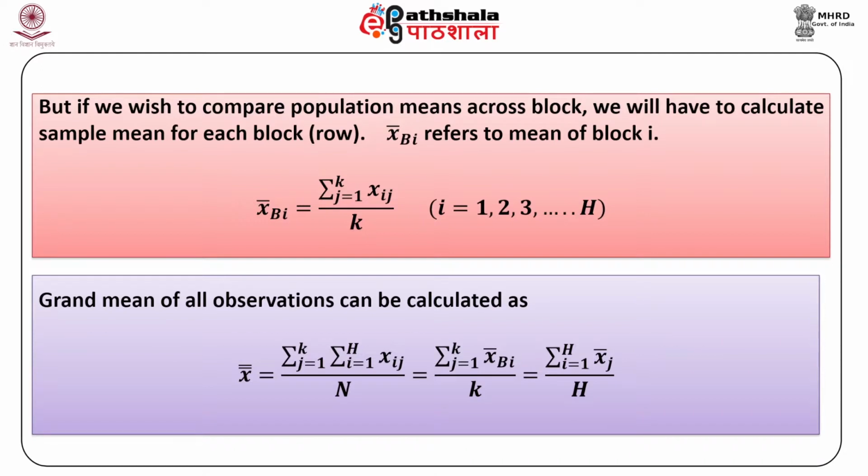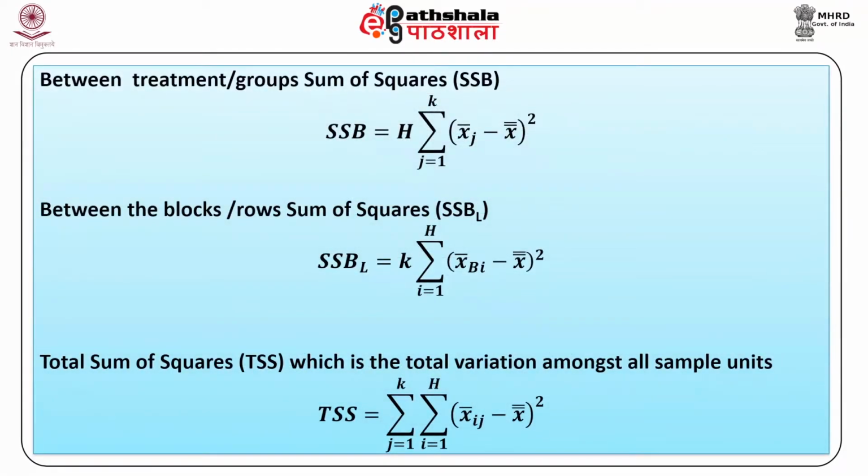Now the grand mean of all observations can be calculated as x double bar, equal to the double summation of xij over I and j, where I ranges from 1 to H and j ranges from 1 to k, divided by capital N. This can also be calculated as the summation of xbi bar divided by k, or is also equal to the summation of xj bar, where j ranges from 1 to k, divided by H.